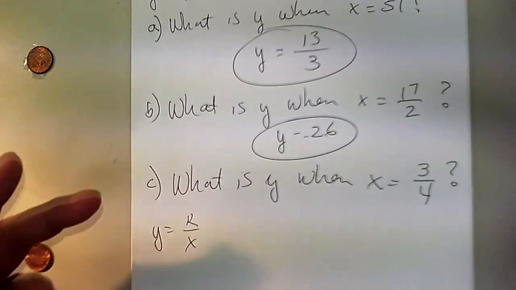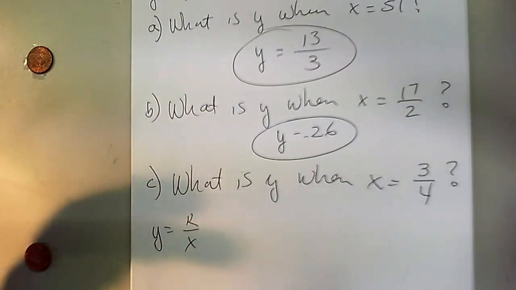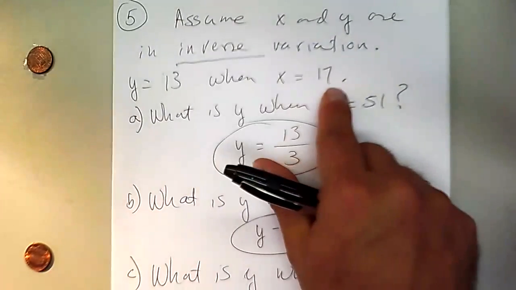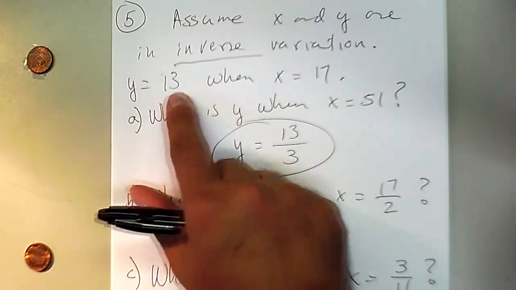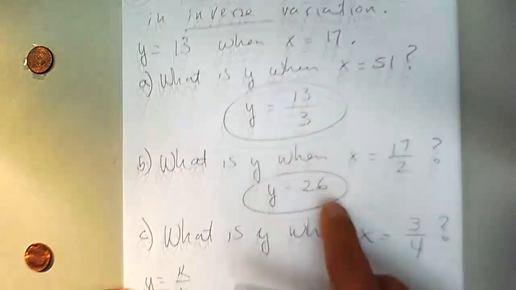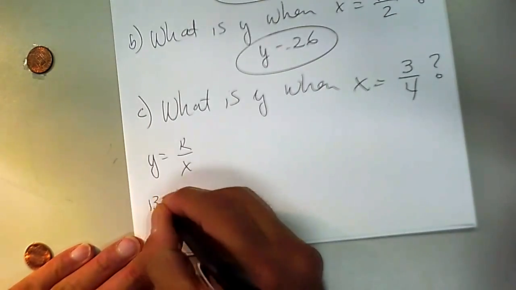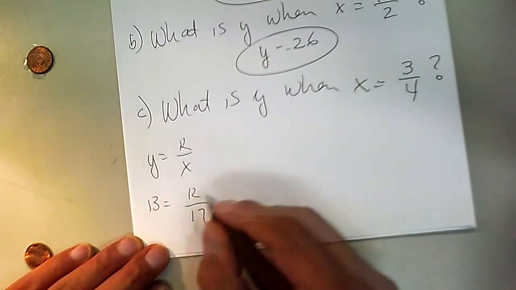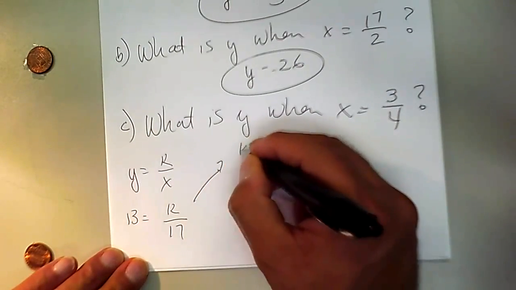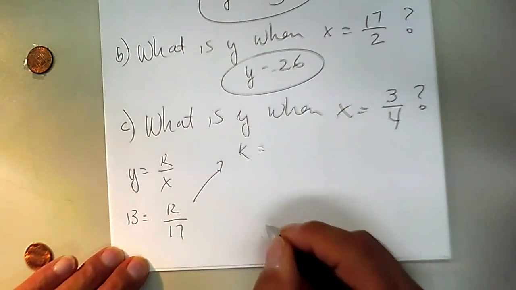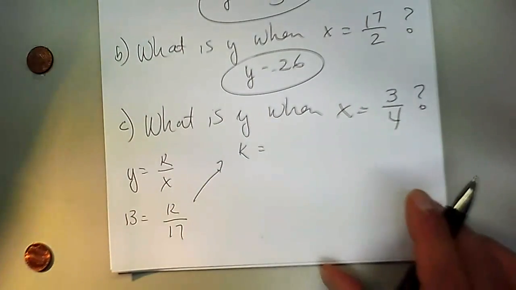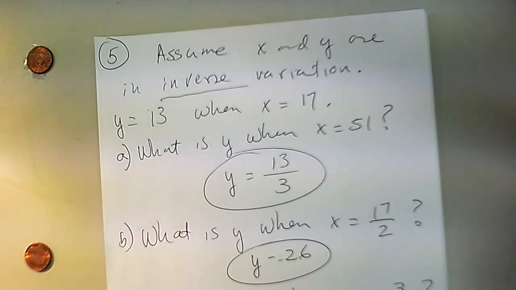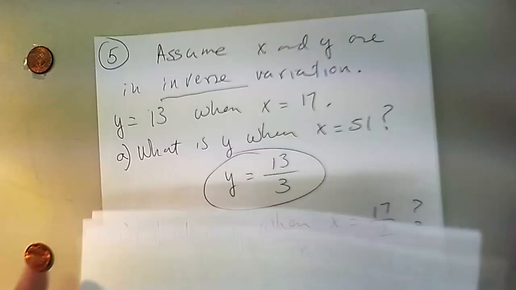Can two problems have the same k? Maybe, but we cannot expect that. We just don't know. Now it's easy to figure out the k. Plug in the 13 and the 17 respectively for y and x. So 13 is equal to k, which we do not know yet, over 17. Multiply those two. So k is equal to 13 times 17. I typically do that by hand, and why not do that? I'm just going to do that here.